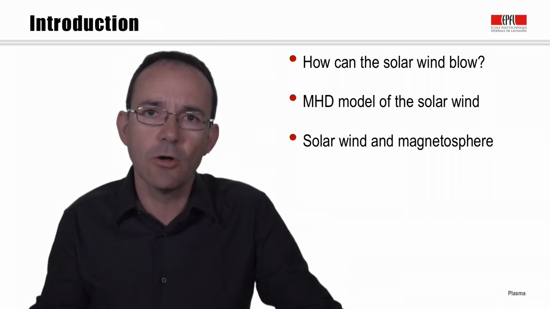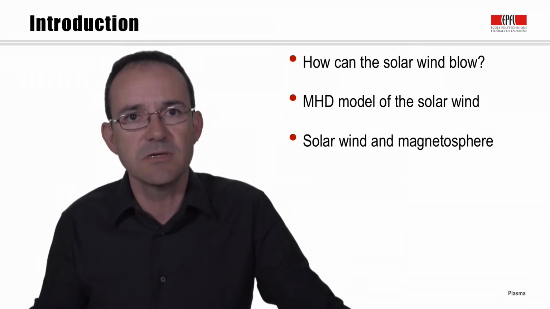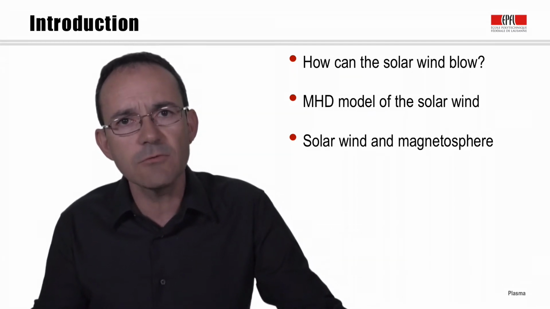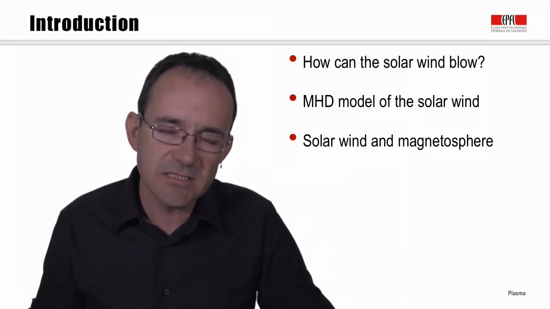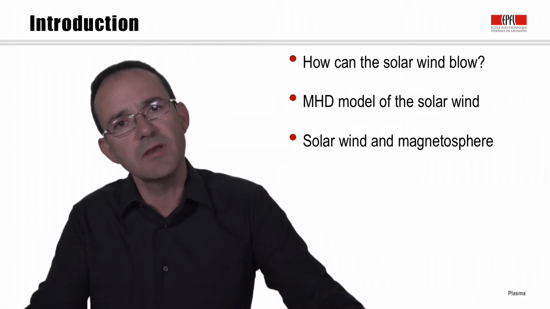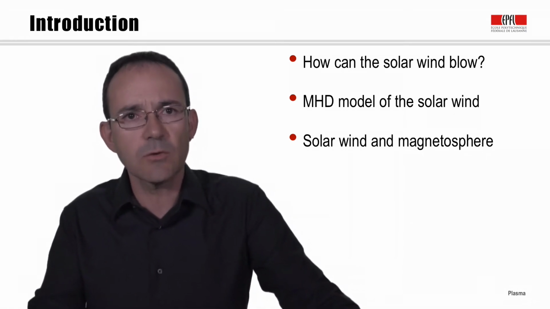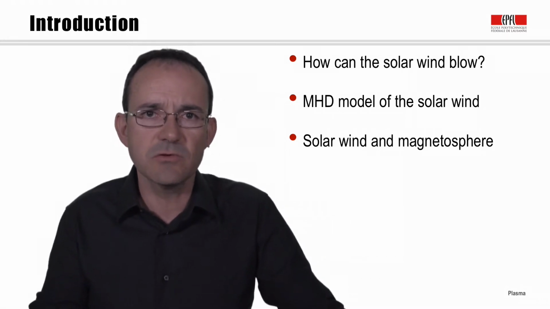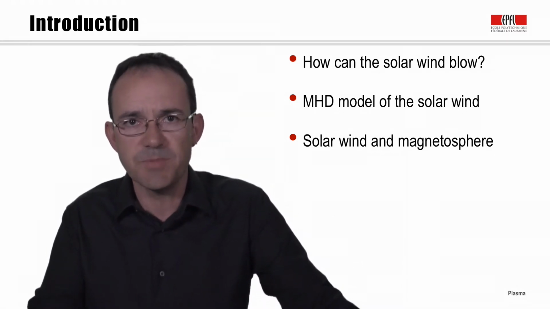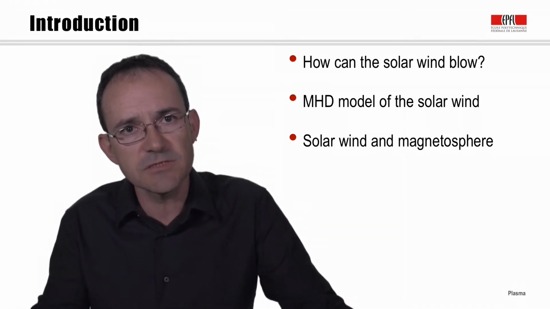Magnetic reconnection also plays a fundamental role during coronal mass ejections, which release a huge amount of energy and plasma from the Sun. In this module, which is the last module on plasma astrophysics, I will describe how, from a hot plasma atmosphere, the solar wind can blow. We will use a simple MHD description to derive estimates of the solar wind speed, and we will see how the solar wind can shape the magnetosphere around the Earth.